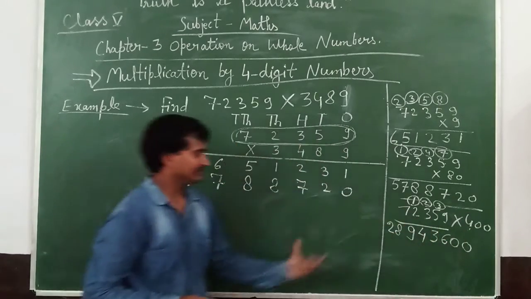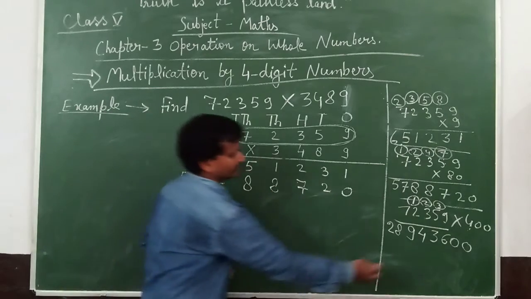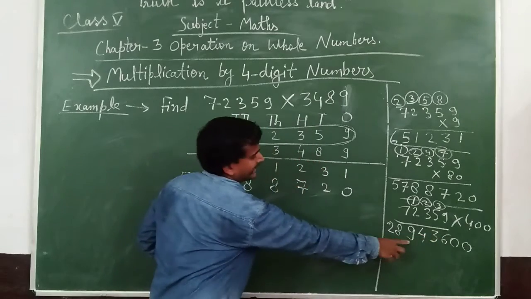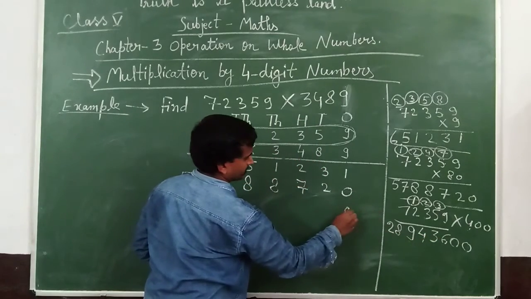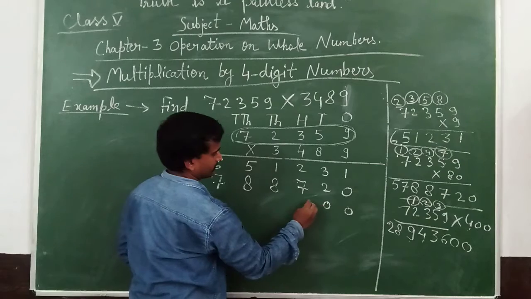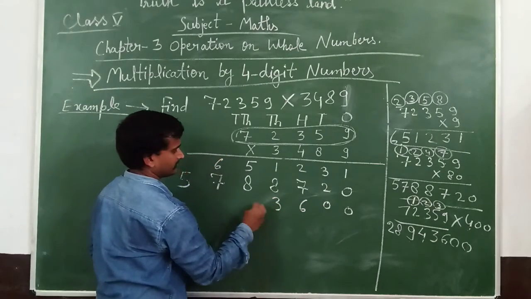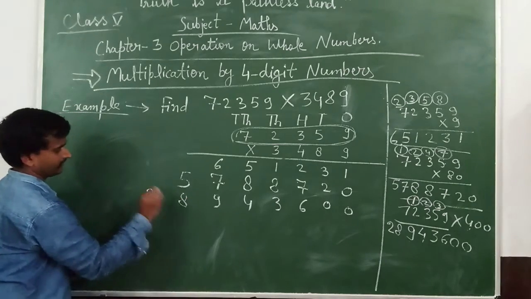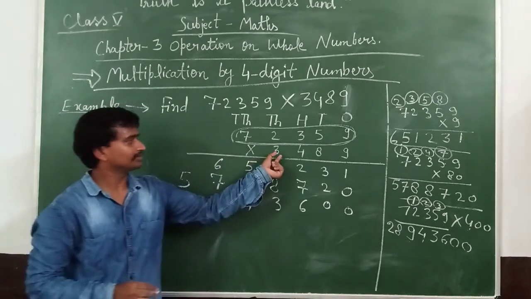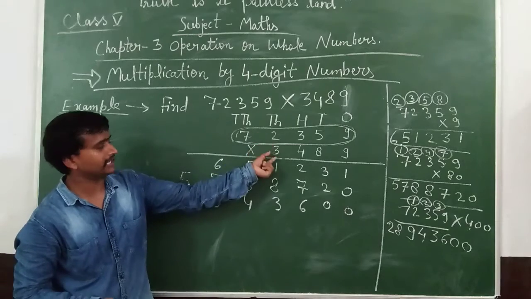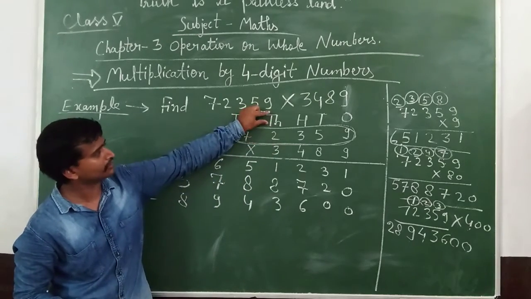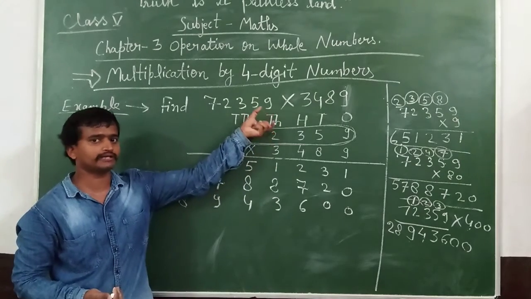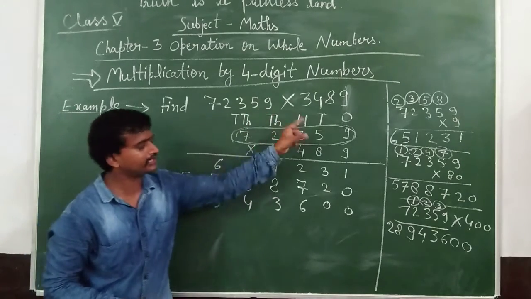Now we will write this here. Starting from ones place: ones, tens, hundreds, thousands, ten thousands, lakh, ten lakh, crore. Now the next digit is 3 and the place value of 3 is at which place? It is at thousands place. So its place value is 3 multiplied by 1000. That means place value of 3 is 3000.